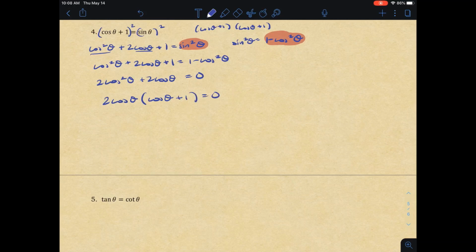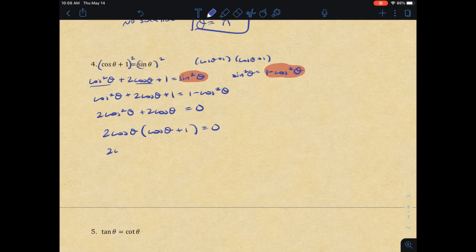And again, if you're not sure how I got this, you can just distribute the 2 cosine of theta, and you've got to make sure you get back to the line we had before. And it does work out. Now from here, I can set each factor equal to 0. And then solving for cosine of theta, I'll get 0 and -1.